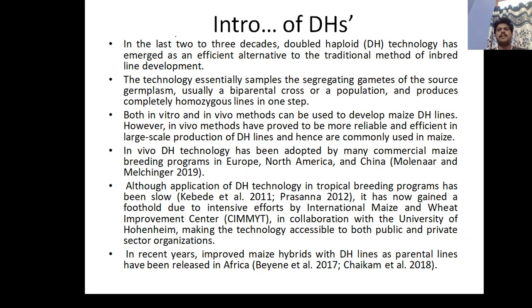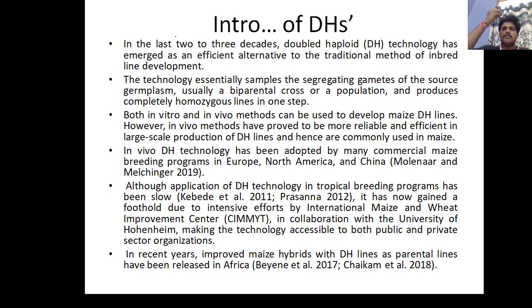Then the introduction of double haploids. In the last 2 to 3 decades, double haploid technology has been emerging as an efficient alternative to the traditional method of inbred line development. The technology essentially samples the segregating gametes of the source germplasm, usually a biparental cross population, and produces completely homozygous lines in one single step. Both in vitro and in vivo methods, as I have discussed earlier, are used to develop maize DH lines. However, in vivo methods have proven more reliable and efficient for large-scale production of double haploid lines, and hence are commonly used in maize.